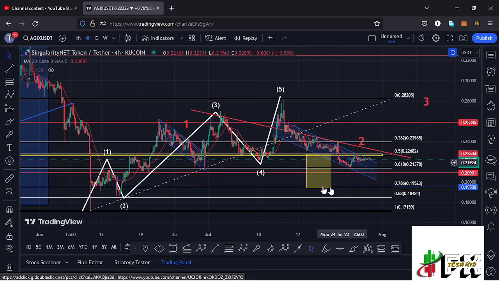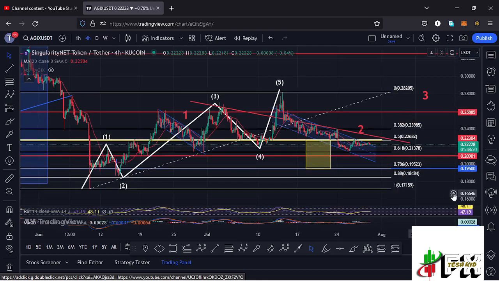And a break below the 0.78 mark at around the $0.19523 mark, then that will be suggesting one more new low below the low that we made on the 10th of June. So that is what I'm keeping my eyes on here on the Agix chart.